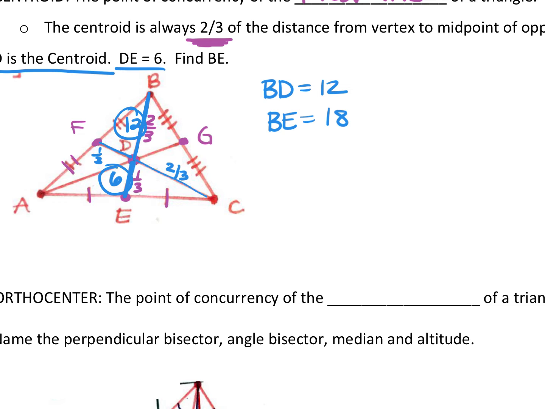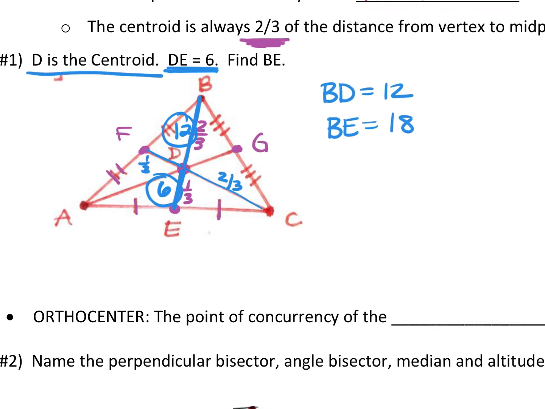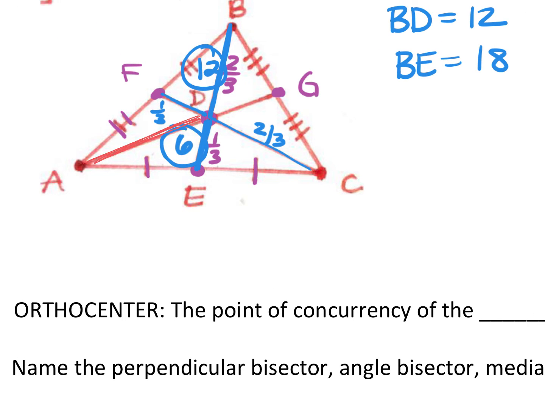Okay, so notice on that one, I gave you the shorter one. You doubled it, and then you added them together. What if I give you the longer one? What if I tell you that AD is 14? Then you cut it in half, right? The longer one is double the shorter one. So DG would be 7. So AG would be what? 21. 14 plus 7. So 21. Okay, so if I give you the shorter one, you double it. If I give you the longer one, you cut it in half.